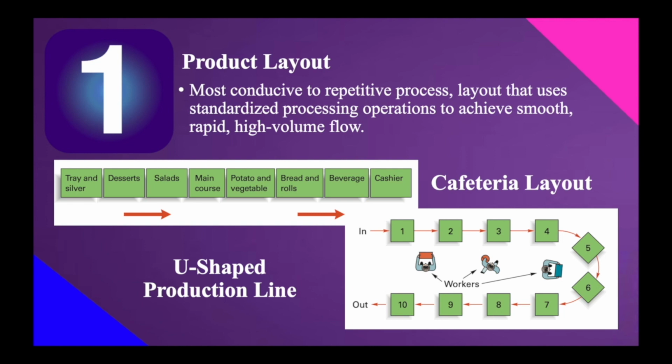Another product layout is this U-shaped production line. As you can see, it is just straight, 1 to 10, straight. But for us to be able to maximize the space, it was made into the letter U. That is also possible.